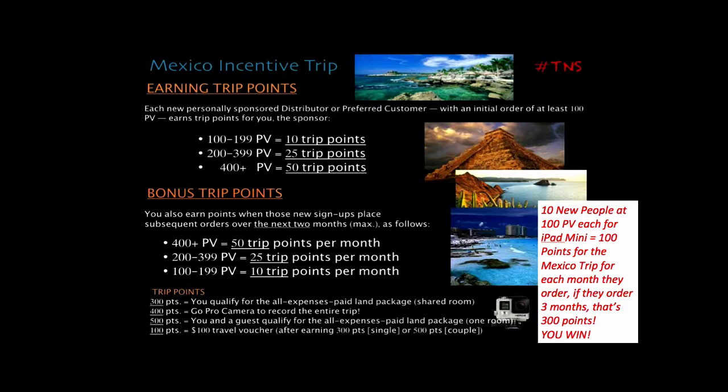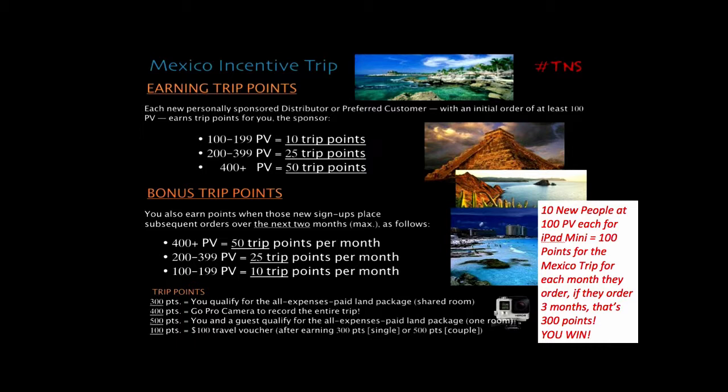If they come in with that $259 pack, a 200-point order, it's 25 trip points. 3 months in a row, that'd be 75 points per person who came in with that pack. 400-point order, that's our Zalo 3D Juiced pack. That's worth 50 trip points.